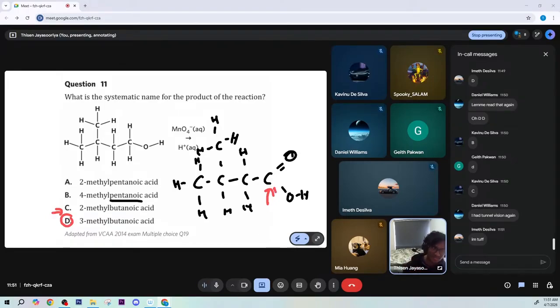Right? So here we're counting it 1, 2, 3, 4. The carboxylic acid is the highest priority group. Remember from yesterday's class, it's the highest priority group. So it's going to have the highest priority when we're dealing with this, so it needs to start off at carbon 1. So here that's why it's 3-methyl butanoic acid.